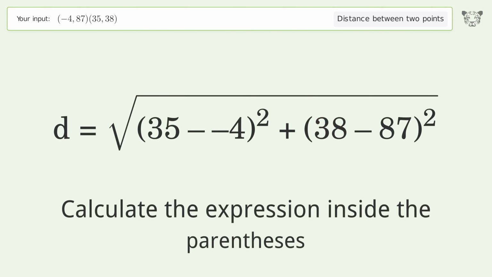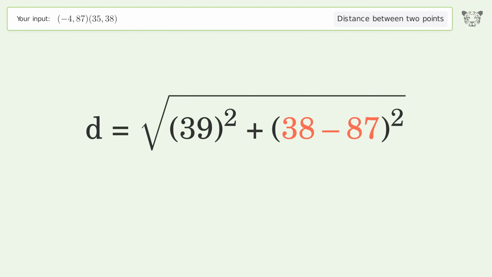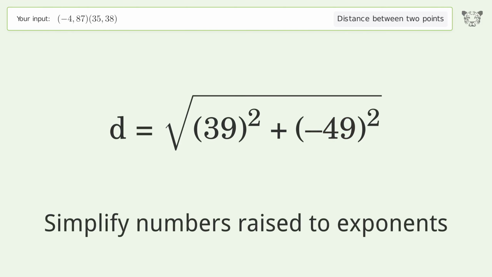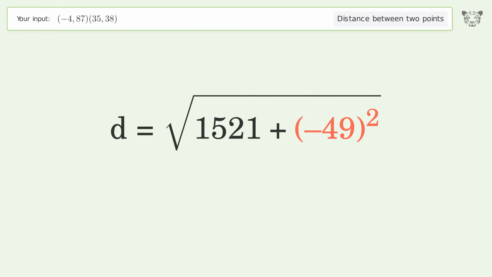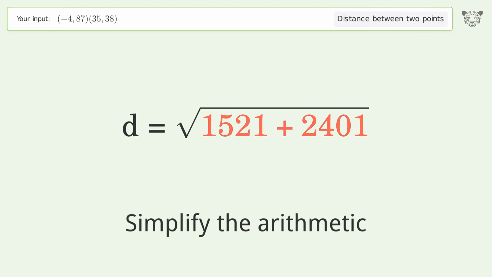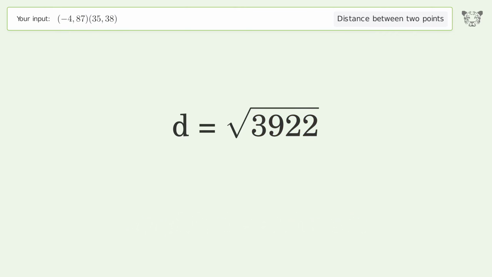Calculate the expression inside the parentheses. Simplify numbers raised to exponents. Simplify the arithmetic. And so the distance between the 2 points is the square root of 3,922, or 62.626.